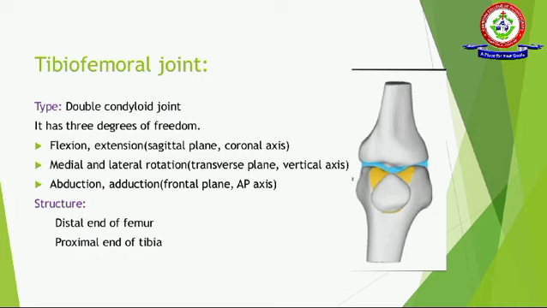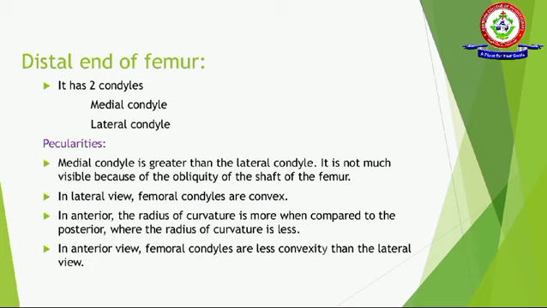Type. It is a type of double condylar joint. It has 3 degrees of freedom: flexion and extension, medial and lateral rotation, and adduction and abduction. Structure. Structure is formed by distal end of the femur and the proximal end of tibia. Then we can see detailed about distal end of the femur.